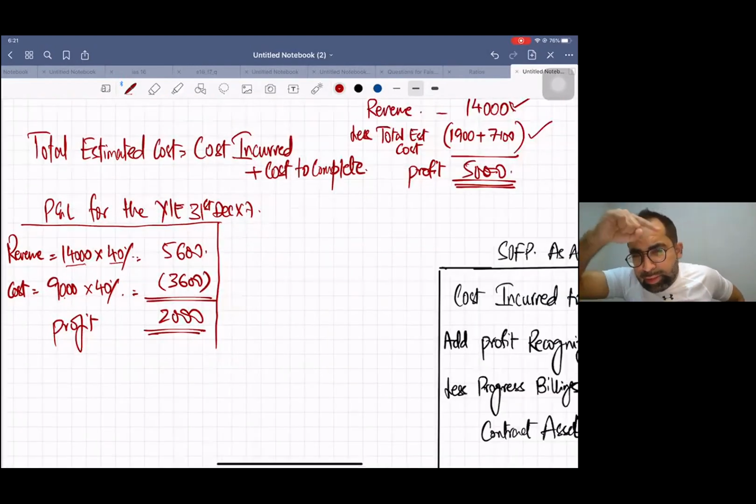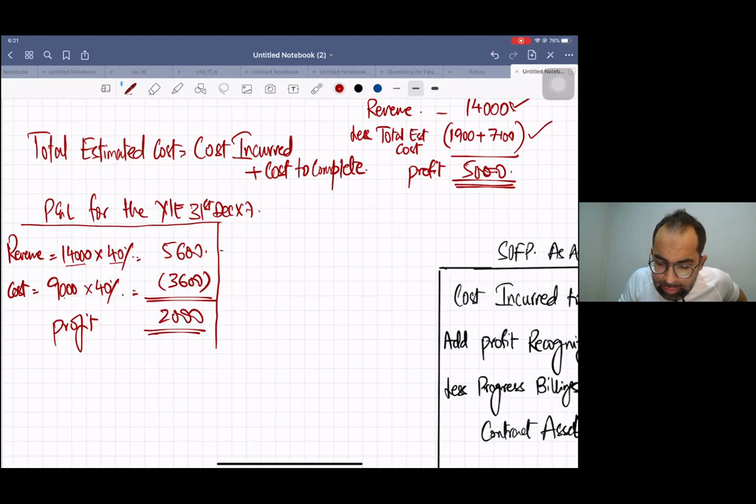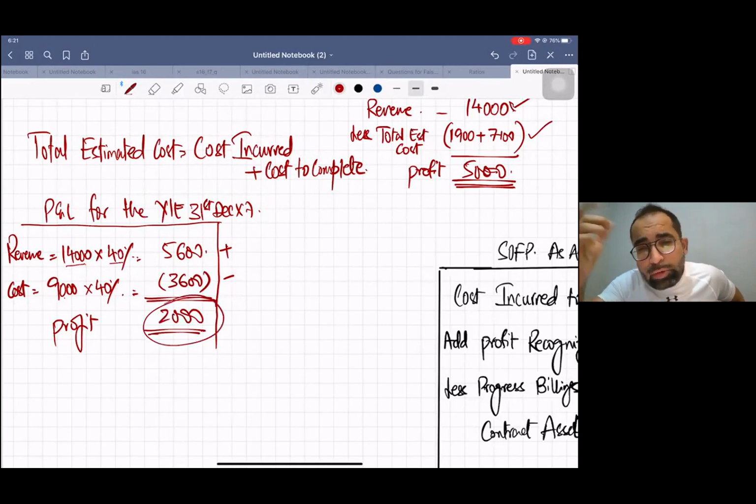Now you can solve this question in two ways. Number one, in the profit reconciliation question, you can add revenue and subtract the cost, and automatically the profit will be adjusted. The second option is you can directly adjust the profit by adding this profit.